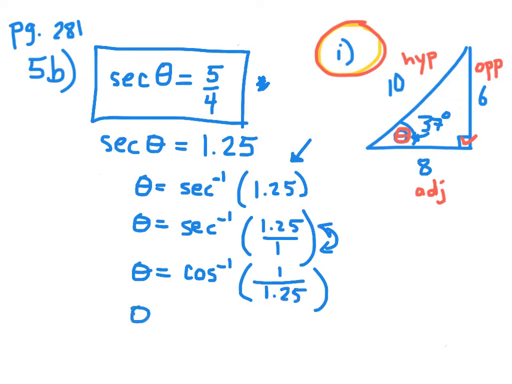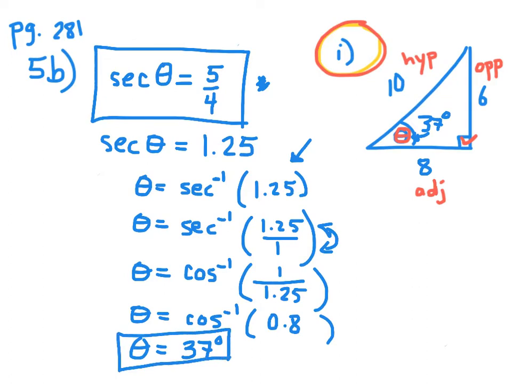So on my calculator, if you have an iPhone like the one I'm using right here, I would first do 1 divided by 1.25, and I would get 0.8. And then I would take the cos inverse of 0.8, and that would give me, when I round it, 37 degrees.